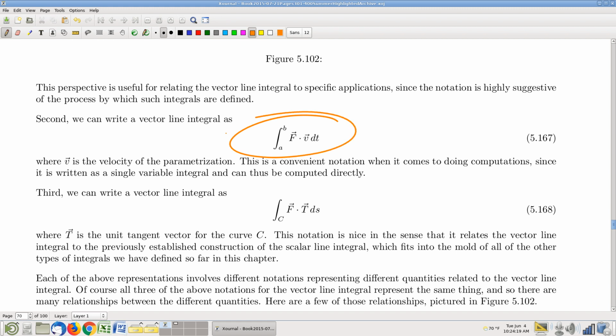Now, it's not as immediately relatable to applications. Why is this equal to work? Well, you'd have to kind of say, well, okay, because the velocity times the dt gives you your displacement along each little piece of curve, and then dot product with the force gives you work, right? So there's a little bit of a step there. So for application purposes, I like the previous. For computation, it's a little bit nicer. And then we just talked about this one.